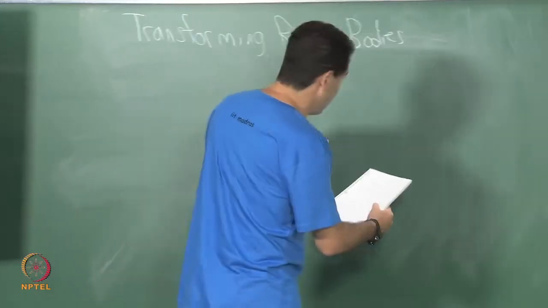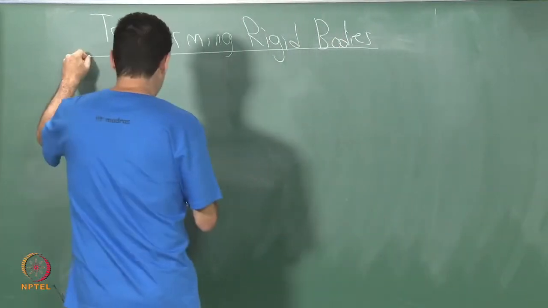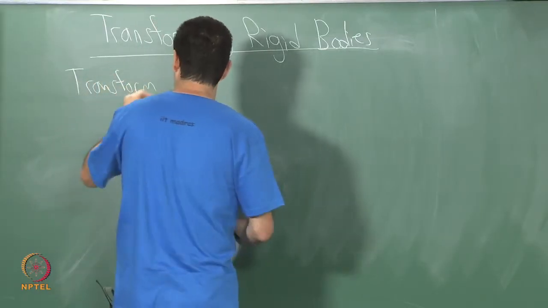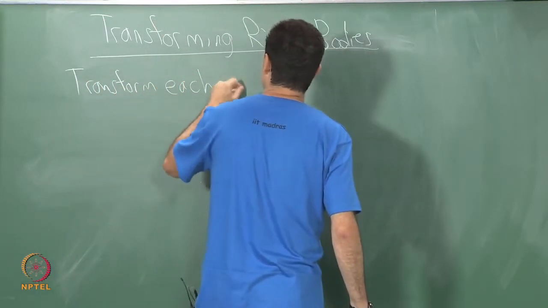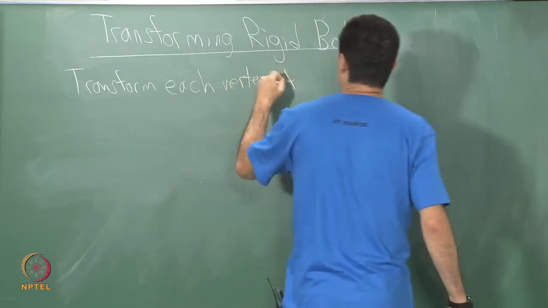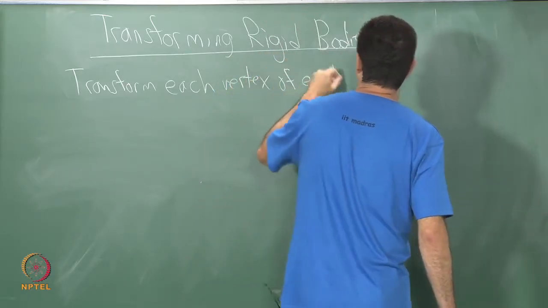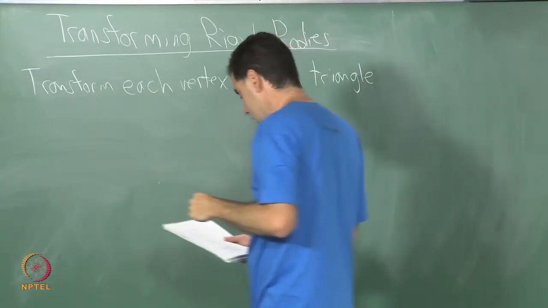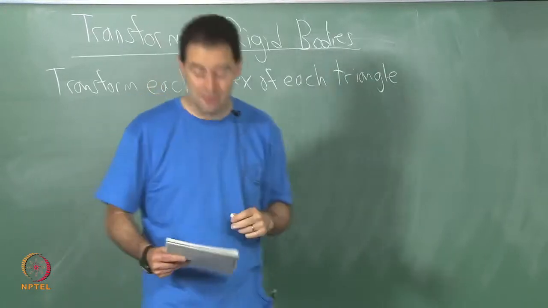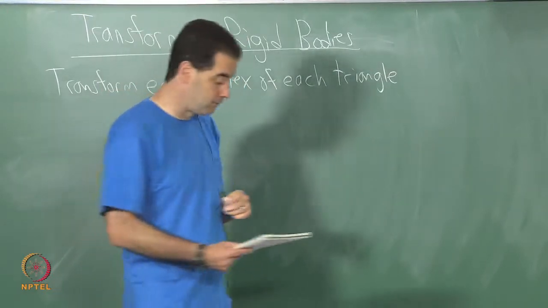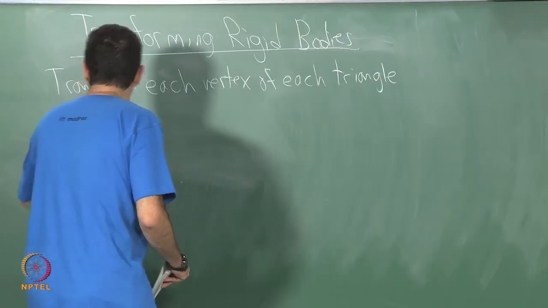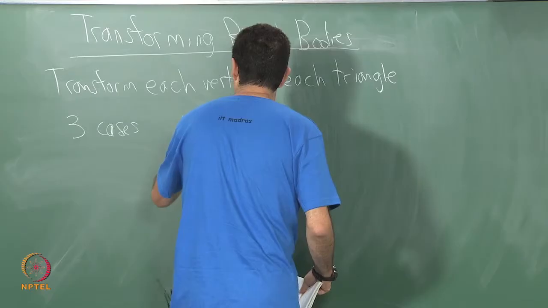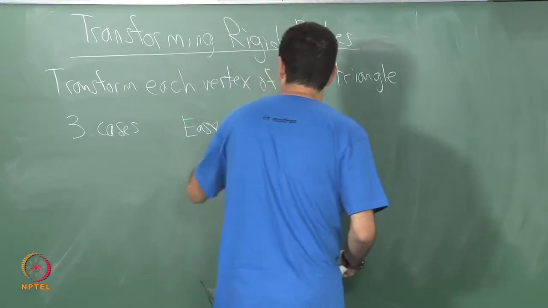So under transforming rigid bodies, let's imagine transforming each vertex of each triangle. Simple as that. There's going to be three cases that I cover today. Three cases. We have the easy case, which is translation.